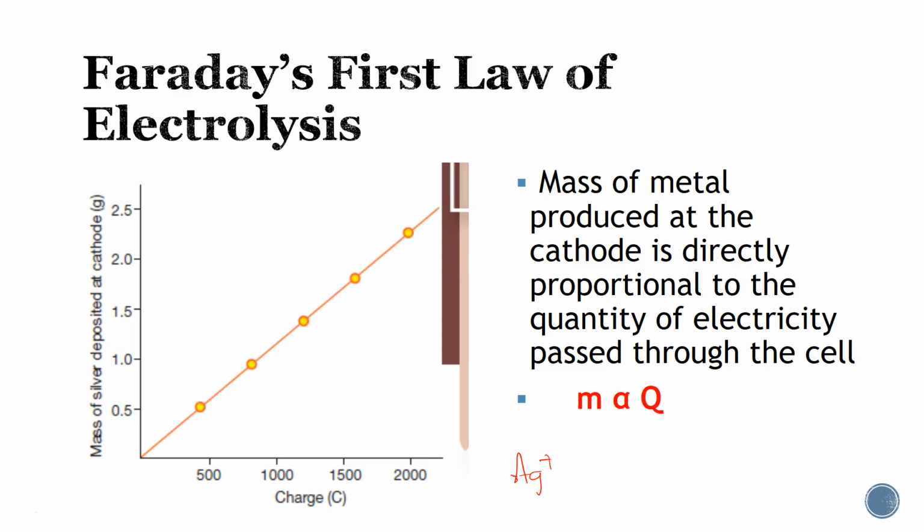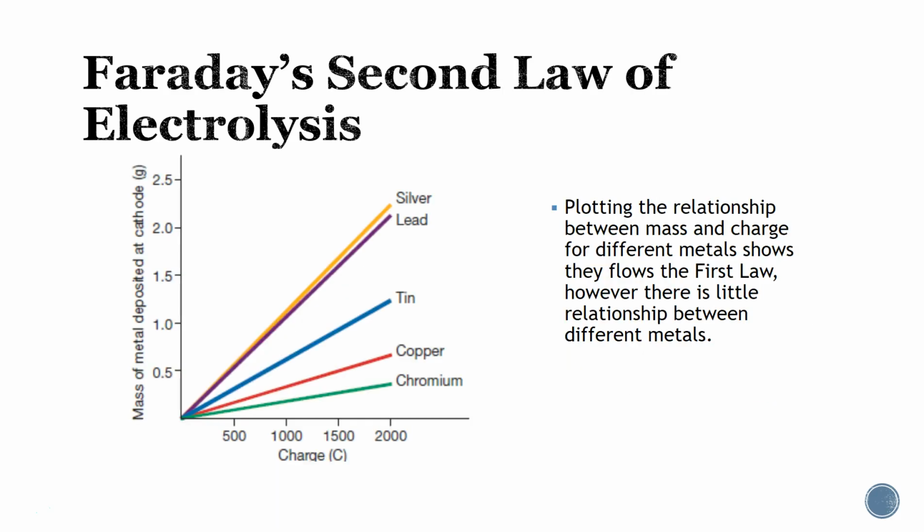Okay, so if this experiment is performed in different cells under different conditions, the same graph is obtained as long as silver is the only product at the cathode. So mass is proportional to the amount of charge that goes through it. Now, if we do the same experiment with other metals, we see the same trend, but our gradients differ. So if this is silver here, we can see that lead has a slightly lower gradient, tin has a lower gradient, then copper and chromium. This is for mass of metal deposited at the electrode.